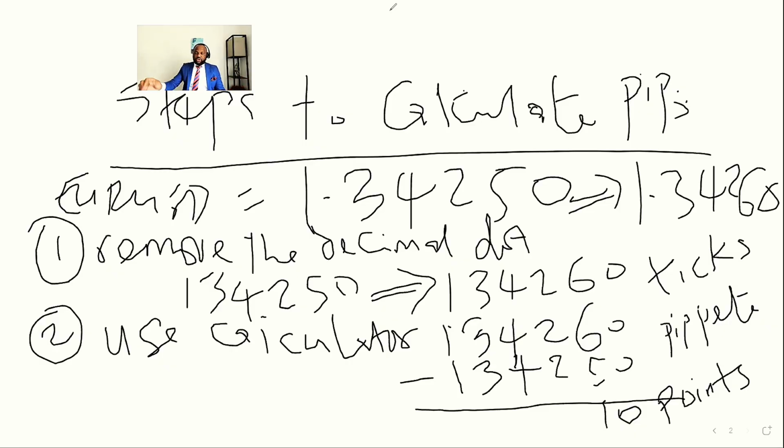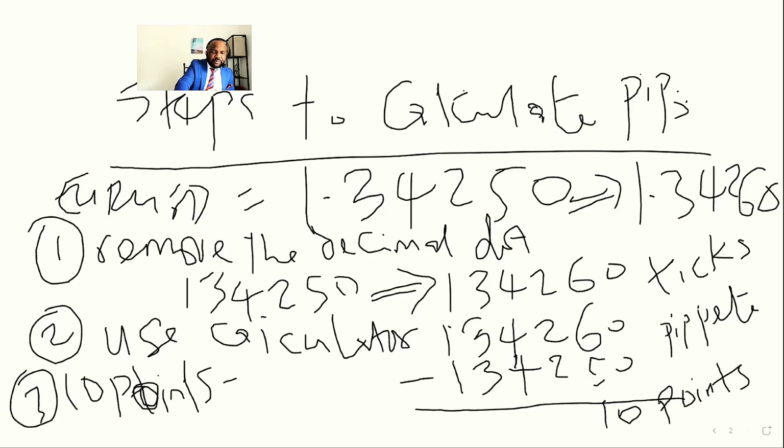But we have not finished the work, we are going to find pips, not points. So the relationship between pips and points, step 3: 10 points is equal to 1 pip. That's the relationship between pip and points. So convert your points to pips. What you need to do is to further divide whatever you got as points by 10.